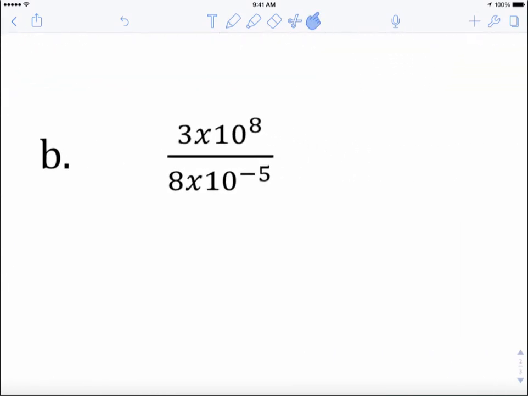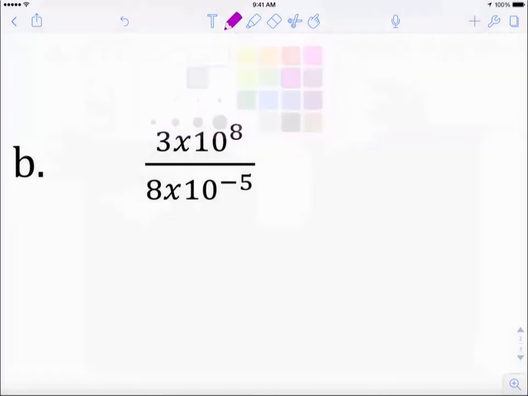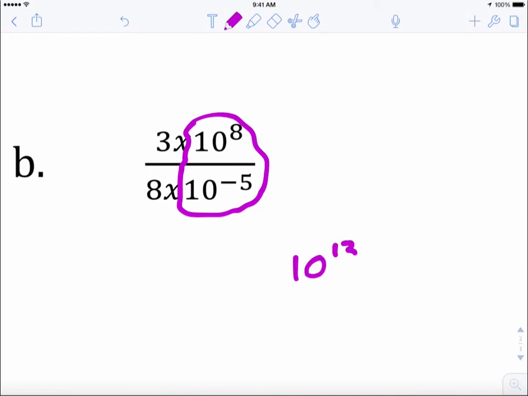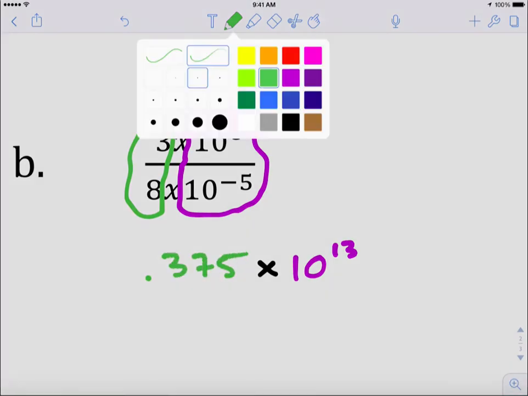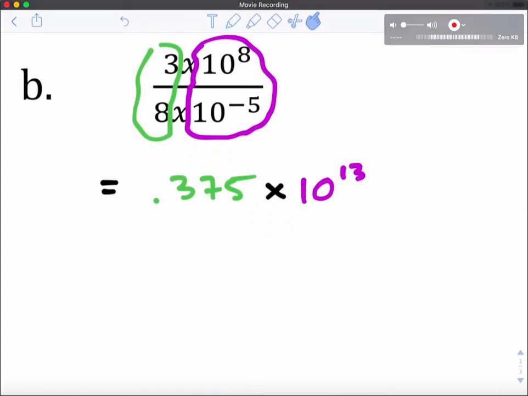All right. So we got 3 times 10 to the 8th divided by 8 times 10 to the negative 5th. 10 to the 8th divided by 10 to the negative 5th, I hope we know that that is going to be 10 to the 13th power. What are we going to be multiplying that by? Whatever 3 divided by 8 is, and I think 3 divided by 8 is 0.375. Uh-oh. We are left with something that is not in scientific notation. Remember, this number has to be between 1 and 10 for this to be scientific notation. Okay, got to be really careful.